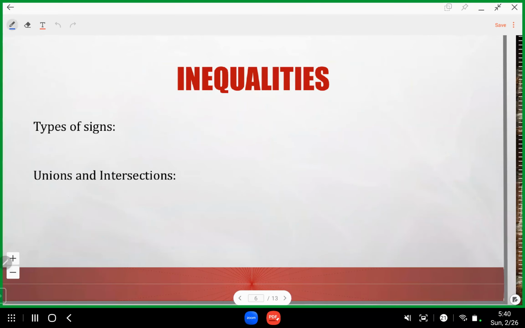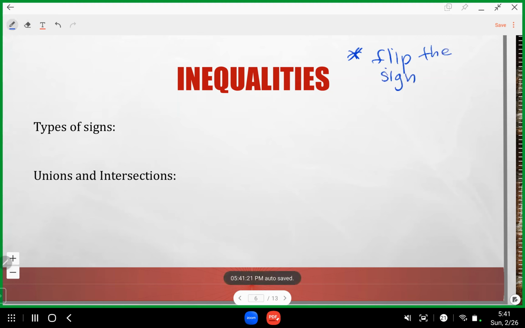Okay, so now let's go on to inequalities. Inequalities are very similar to linear equations in the way that you solve them, right? Everybody knows that you solve linear equations with inverse operations. You also solve inequalities with inverse operations. There's just a little key point here: you need to flip the sign sometimes. So what do I mean by flip the sign?